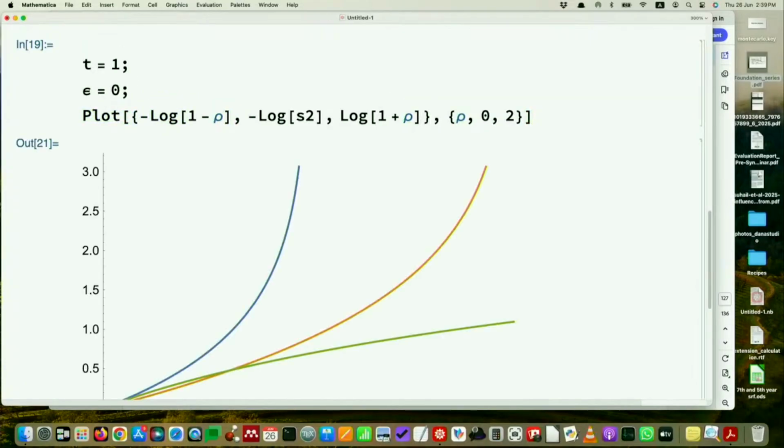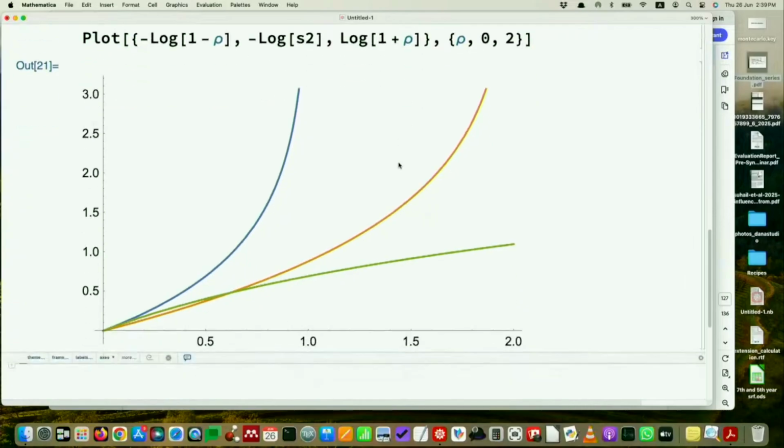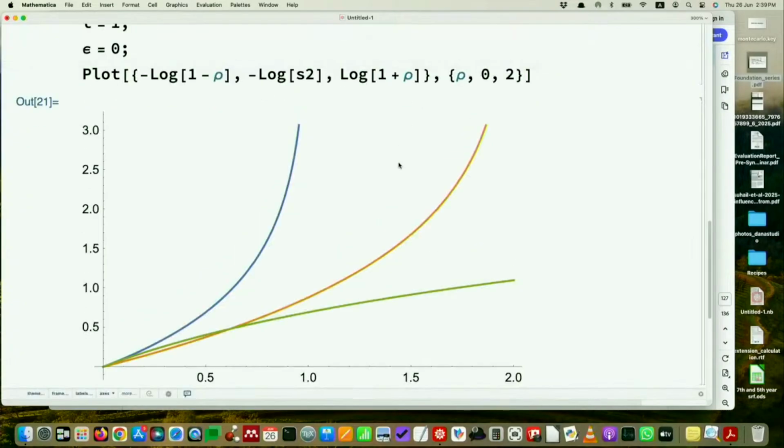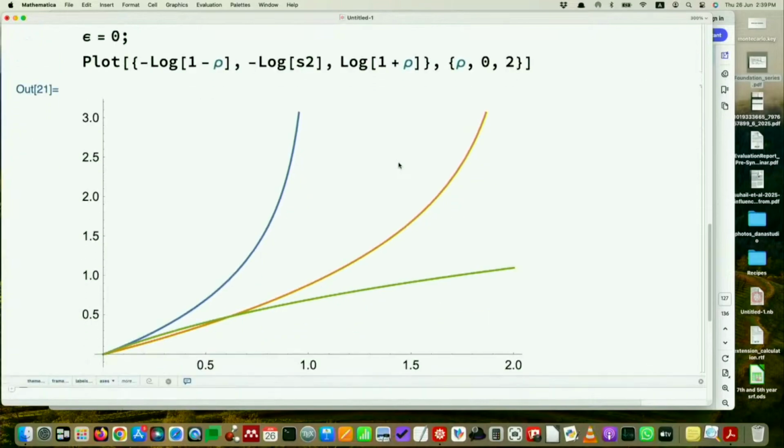And now you can see how the 3 curves have changed. This was the hardcore interaction. This was the boson type, indistinguishable, no restriction, and this is the one with restriction 2. Okay, so you are able to solve that problem also in this case.